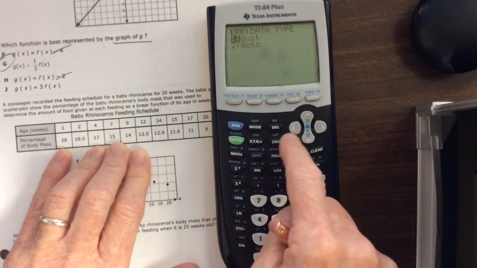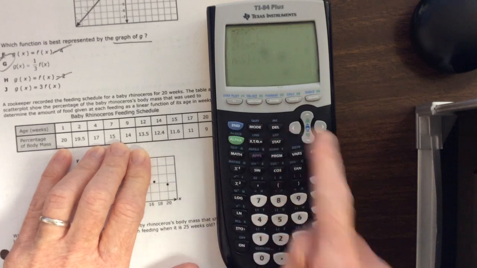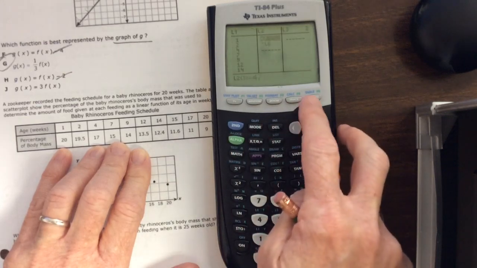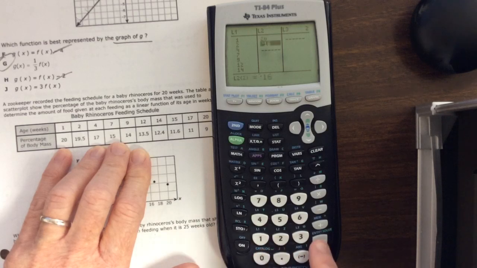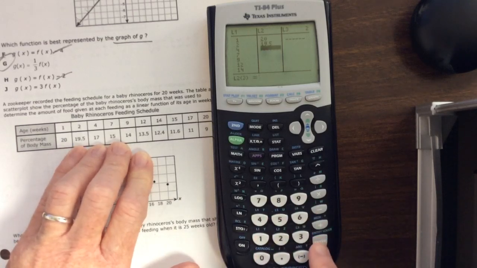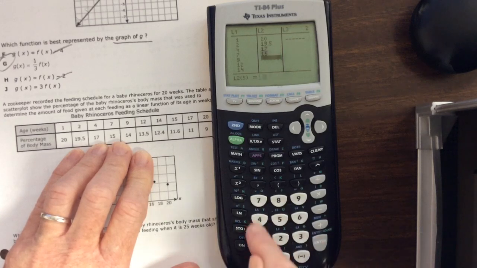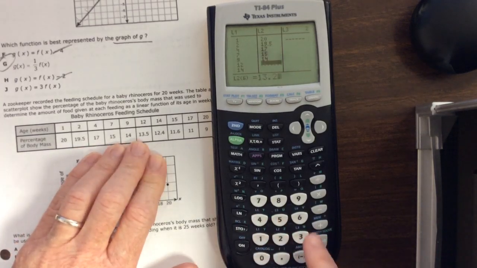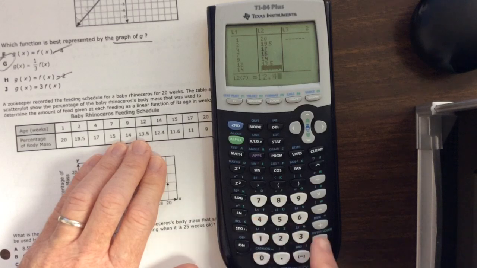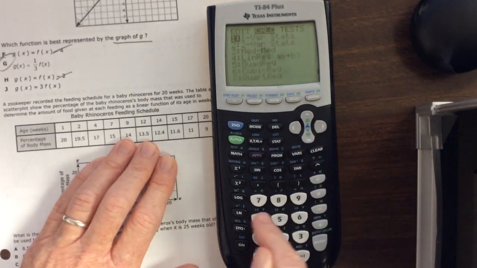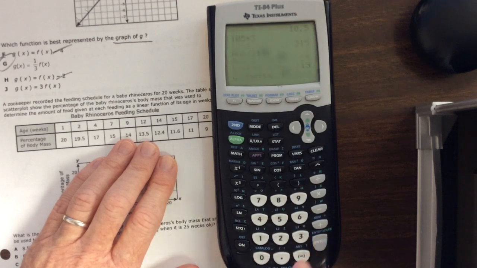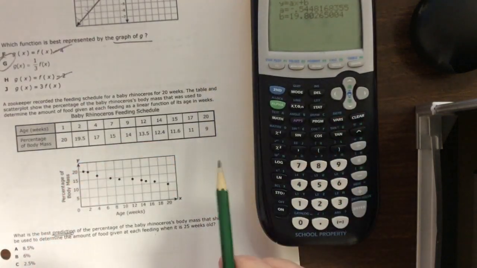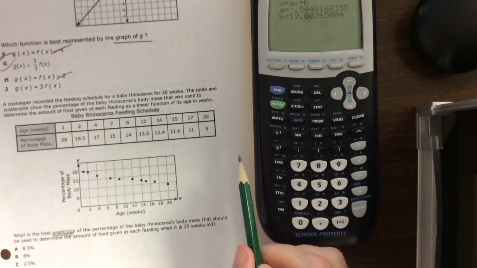Whoops. Something happened. Stat, enter. There we go. We have 20. We have 19.5. We have 17. We have 15, 14, 13.5. Enter. 12.4, 11.6, 11, and 9. Now I'm going to hit stat, tab 4, enter all the way down. Oh, good Lord. So my slope is negative 0.544.